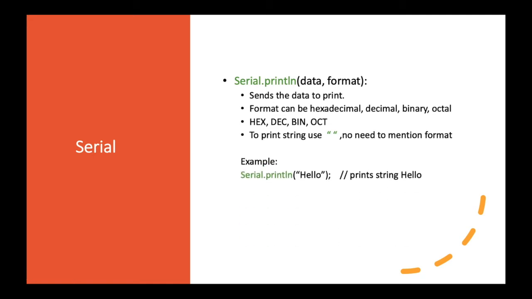For example, you can print a string by serial.println and then write the content that you want to print within quotation marks like so. This will print hello in the console, or basically this will send the data, which is hello in this case, over the serial channel. Serial.println 8, BIN will send the binary value of 8, which is 1000, over the serial channel.